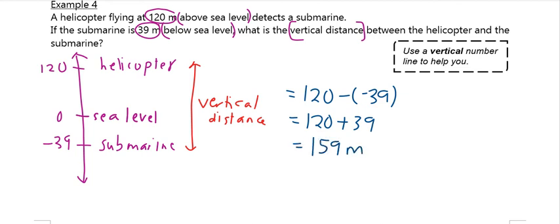159 meter. Right, so that's it for this directed number topic. Basically, you have to remember integers, negative, positive, and 0.